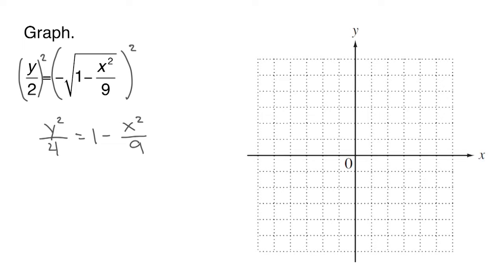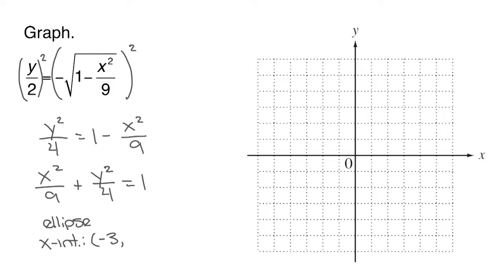We then add x squared over 9 to both sides of the equation to get x squared over 9 plus y squared over 4 is equal to 1. This is the equation of an ellipse. A squared is 9, so a is equal to 3, which tells us that the x-intercepts are negative 3, 0, and 3, 0.